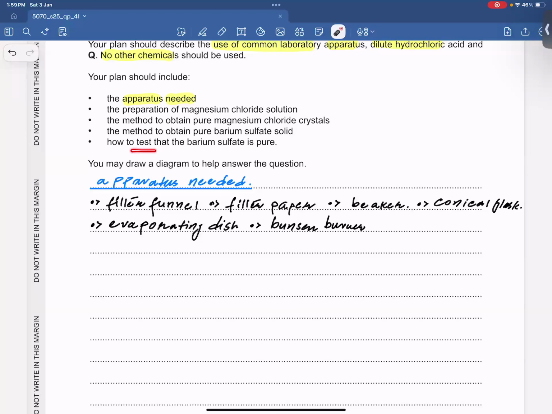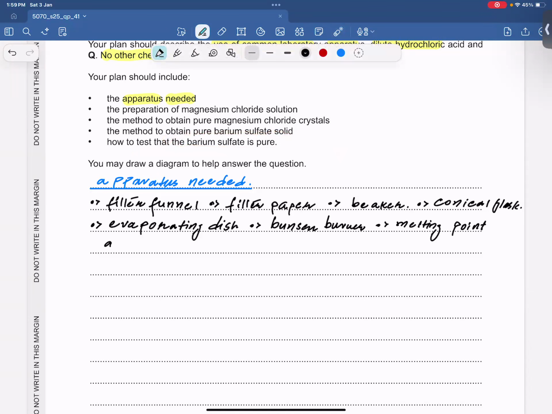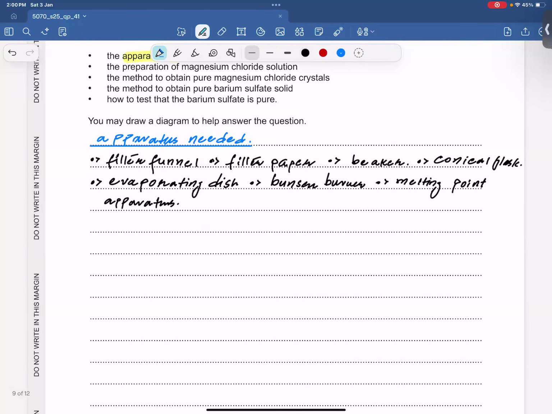And then we need to test the purity of barium sulfate. To check the purity, I need the melting point apparatus, because purity can only be determined either from its melting point or from its boiling point. So it is solid, which is why I'll go for the melting point. Melting point apparatus. So this is the apparatus needed in order to perform these tests and processes.